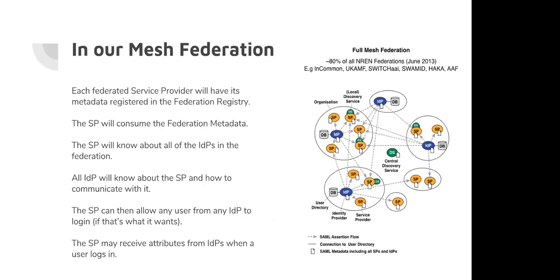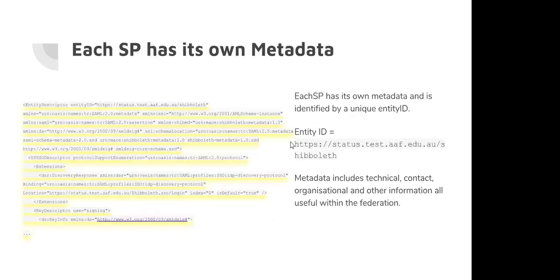The IDP can then allow any user from any IDP to log in if that's what it wants, or it can apply restrictions based on the attributes or based on the IDPs that it wants to allow to access that particular service and the content that it provides. So each service provider has its own metadata. On the left there's some metadata. It looks the same as all sorts of other metadata.